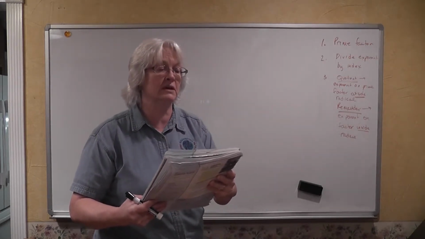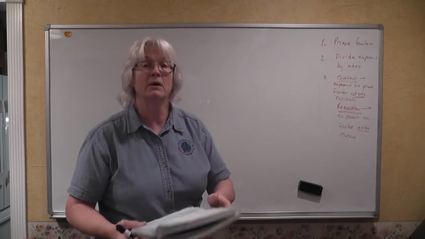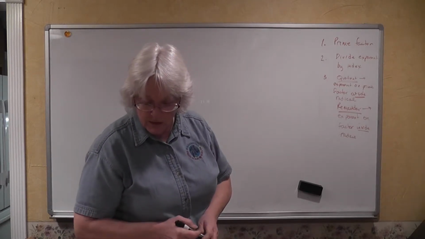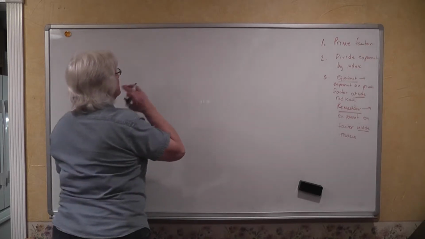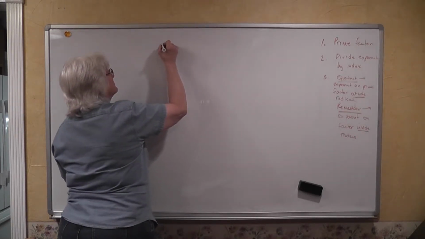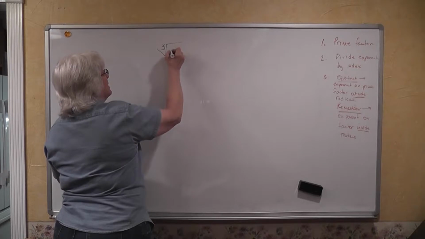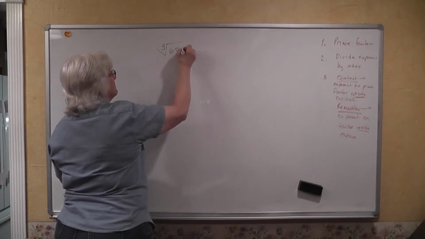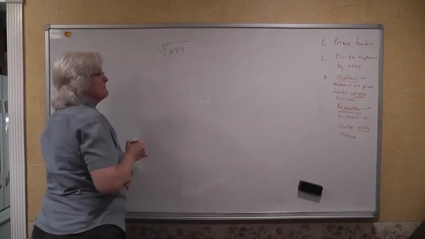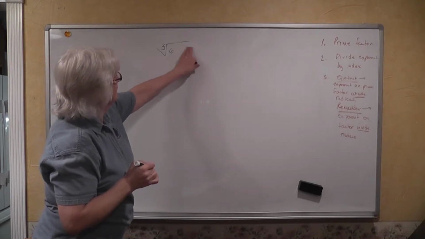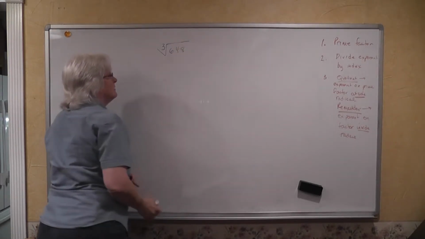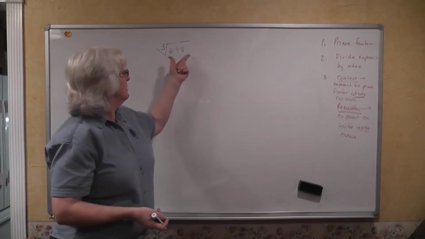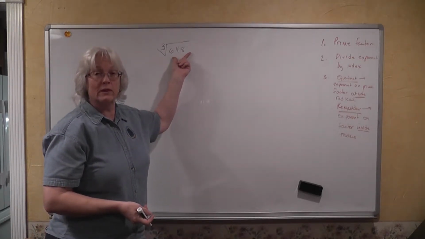Example 4 says, my glasses are not working. Simplify the cube root of 648. Cube root of 648. Okay? Being dyslexic here. 648. I'm going to prime factor this.